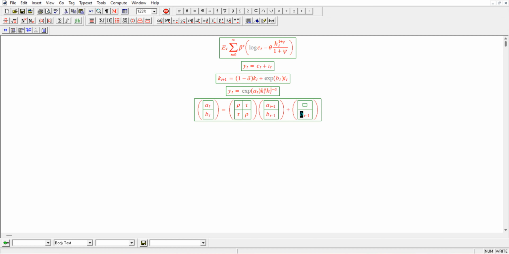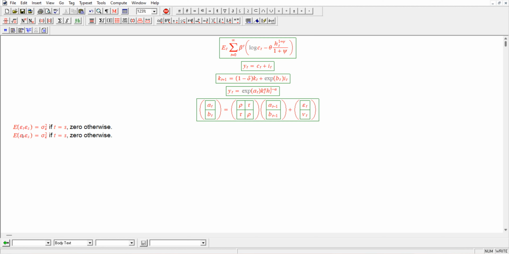To this, we will add two stochastic shocks, epsilon_t and nu_t, where we're going to assume that the expected value of epsilon_t times epsilon_s is sigma_epsilon squared if t equals s and 0 otherwise.